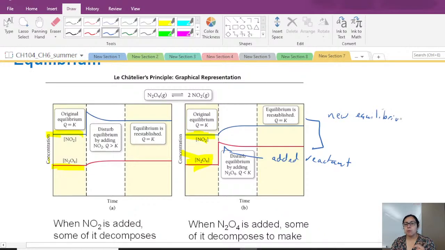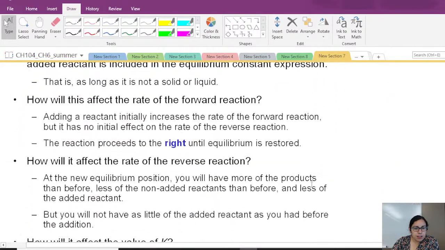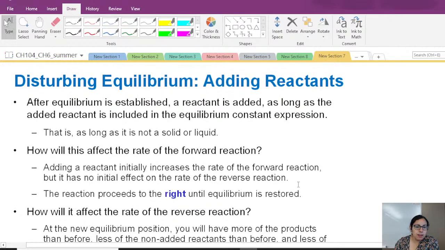If we were doing this more mathematically, I would make you calculate this, but I won't. Essentially, your K is still the same. It just reestablishes. You consume some of that added reactant, and that makes more product to, again, establish equilibrium. That's all that's saying here.